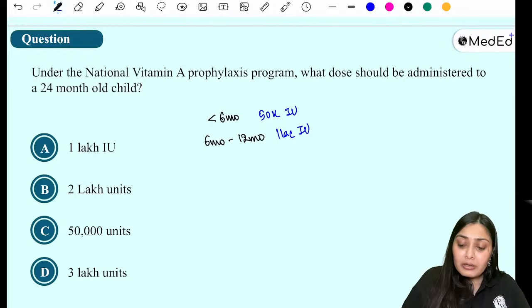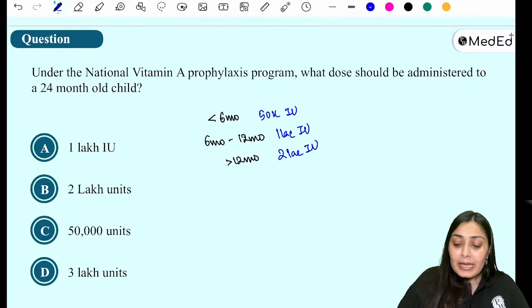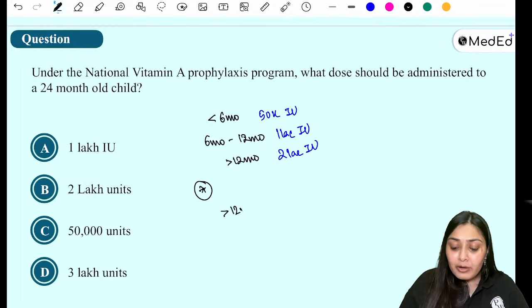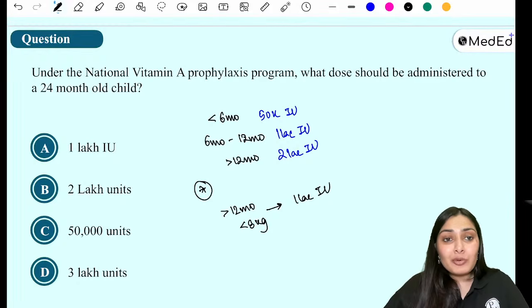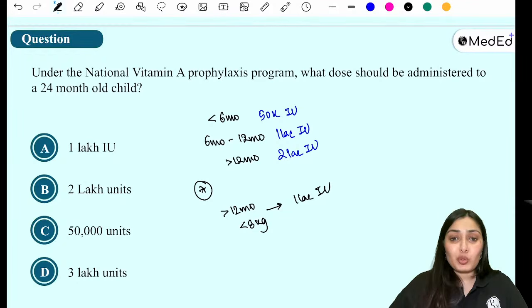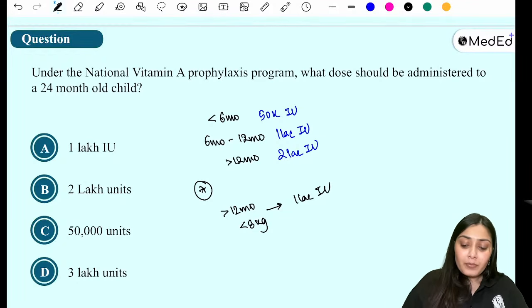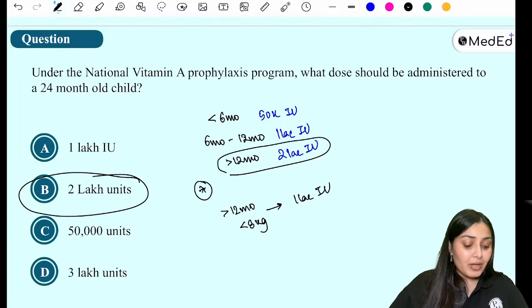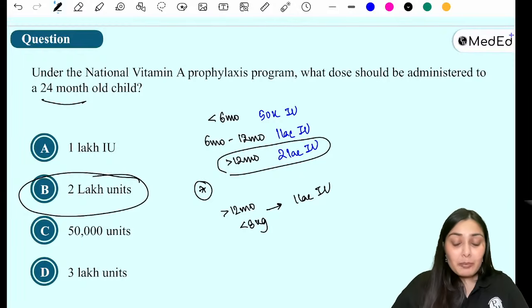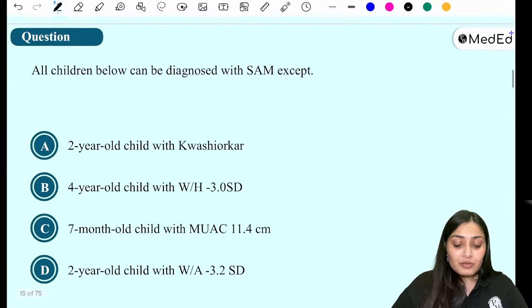And after 1 year, that is after 12 months, it's 2 lakh international units, right? And the catch over here is that if the child is above 1 year of age but the weight is less than 8 kg, then we go for the half dose, that is 1 lakh international units. They have simply asked us in the question, we have a 24-month-old child, that means a 2-year-old child, what would be the dose? Simple, straightforward, it would be 2 lakh international units. Option B is correct. Okay, so with that, now let's move to the next question.